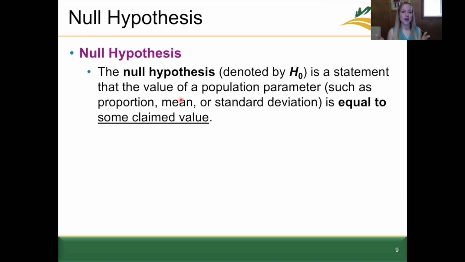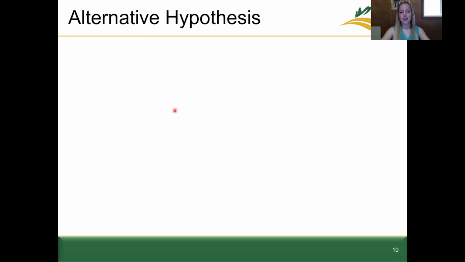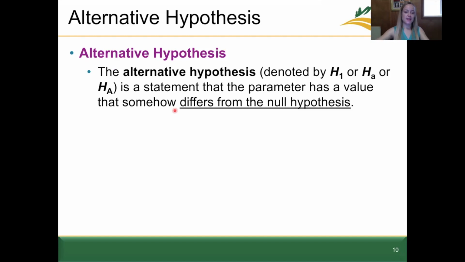So we have a null hypothesis. With the example I just mentioned, we're saying the population parameter, which in this case we're choosing a mean, is equal to 12.1. That's my null hypothesis. The other terminology now is the alternative hypothesis. We denote the alternative hypothesis as H1 or HA, with A being either a capital or a non-capital letter. And the alternative hypothesis is a statement that the parameter has a value that somehow differs from the null hypothesis.